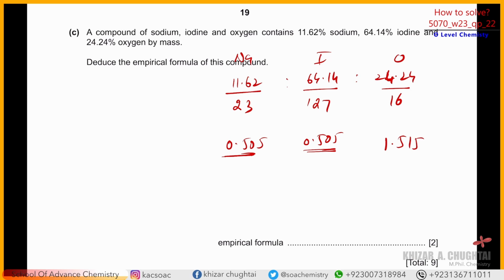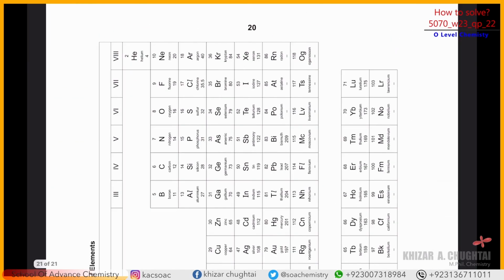So the third point is dividing by the smallest answer, 0.505. 0.505 divided by 0.505 is equal to 1, 1, and that is equal to 3. So sodium is equal to 1 and iodine is equal to 1, but oxygen is equal to 3. So NaIO3 is the empirical formula of this compound.